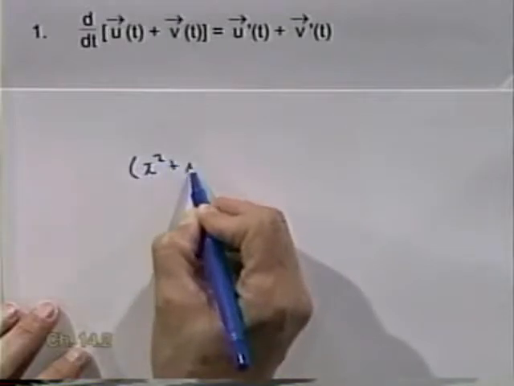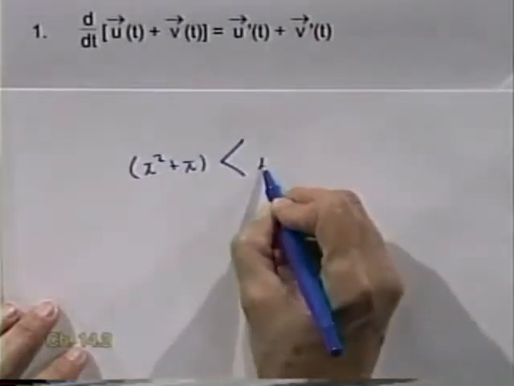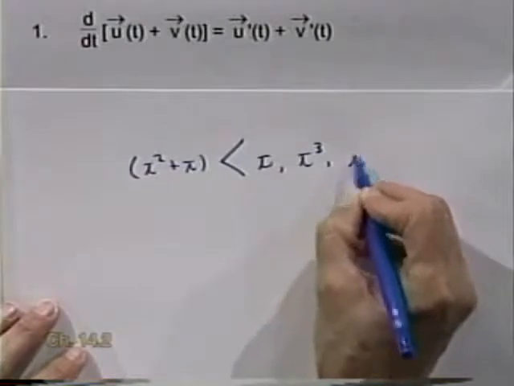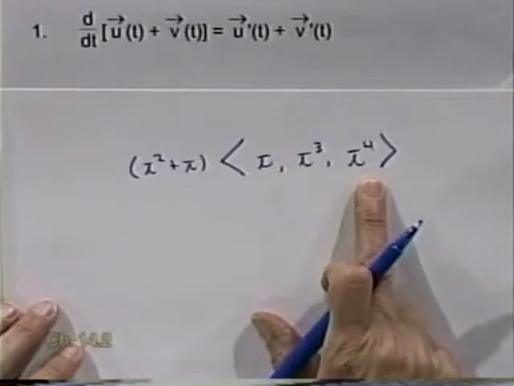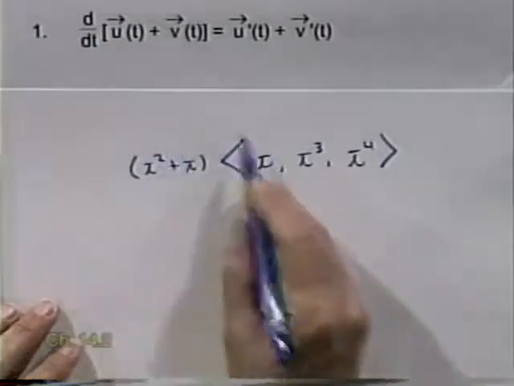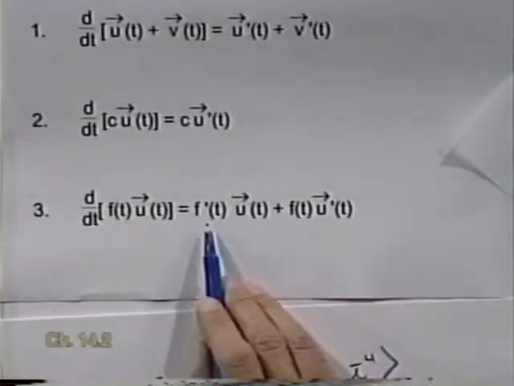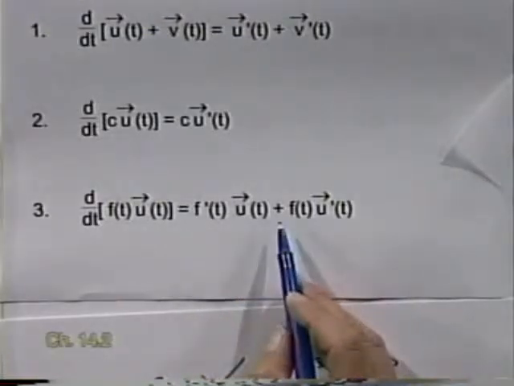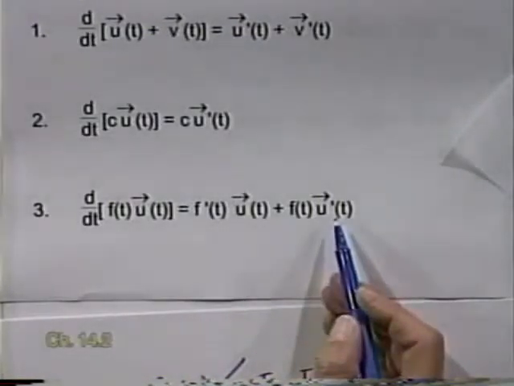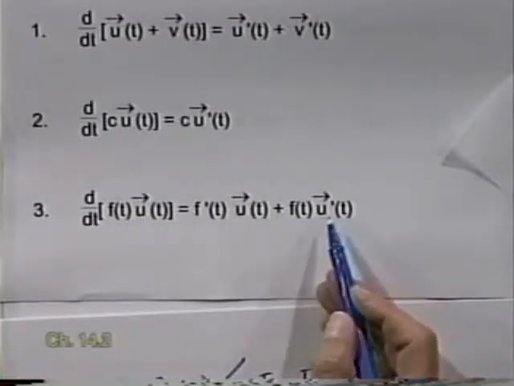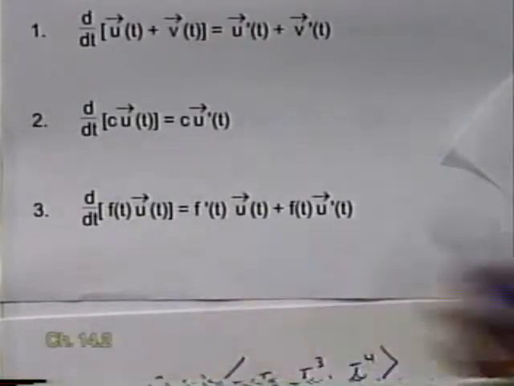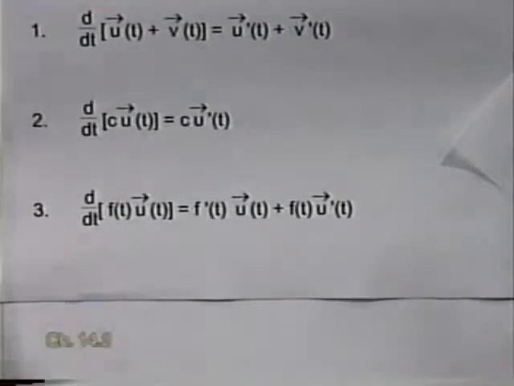Suppose I had t squared plus t times the vector-valued function t comma t cubed comma t to the fourth. This is a scalar function times a vector function. Now, you could take t squared plus 2 and multiply it times each of those, and then take the derivative of each one separately. Or you could use this lovely rule, which says the derivative is f prime of t times u of t plus f of t times the derivative of u, which we write as u prime. Doesn't that look just like the product rule that we had back in Calc 1? Yeah, it's the same thing.